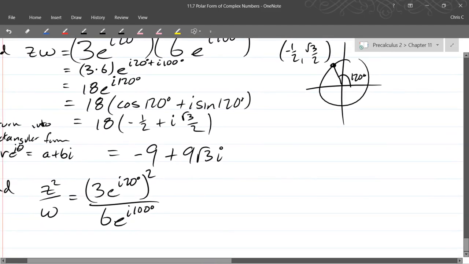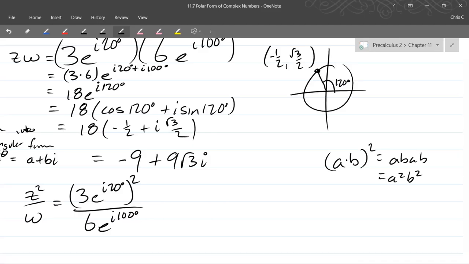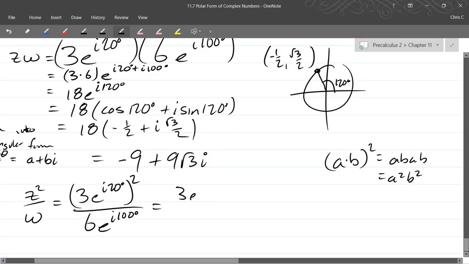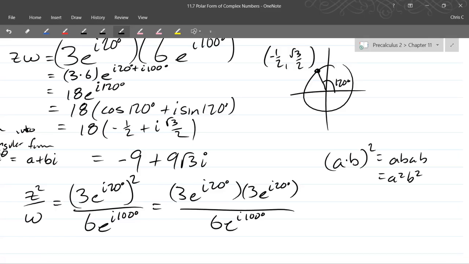So let's look at this squared right here. What we really have is a product, 3 times e to that stuff. That's a product squared. So this is (ab) squared, which is a squared b squared. So when we square this, 3e to the i, each of those gets squared. Or you could write it out as 3e to the i 20 degrees times 3e to the i 20 degrees. So we all know squared means multiplied by itself. So let's do that product in the numerator first, and then we'll worry about the division. So just do the numerator first, and then division second.